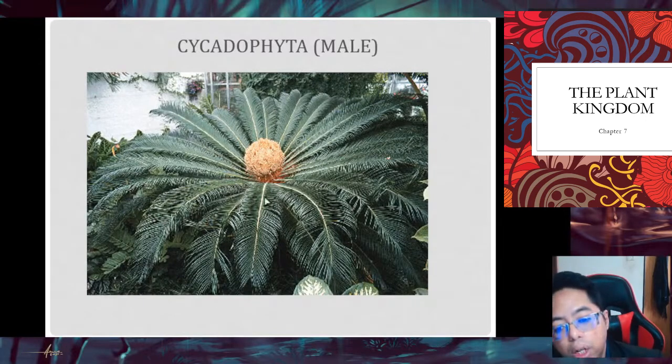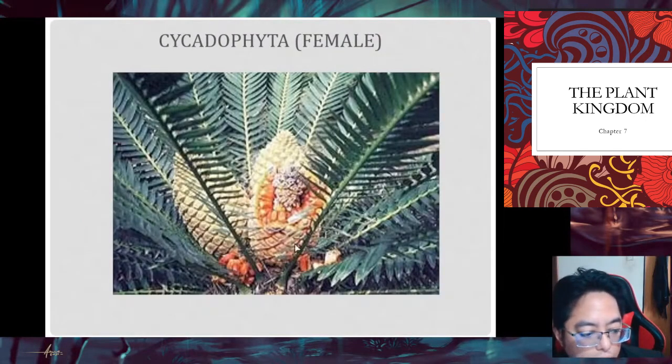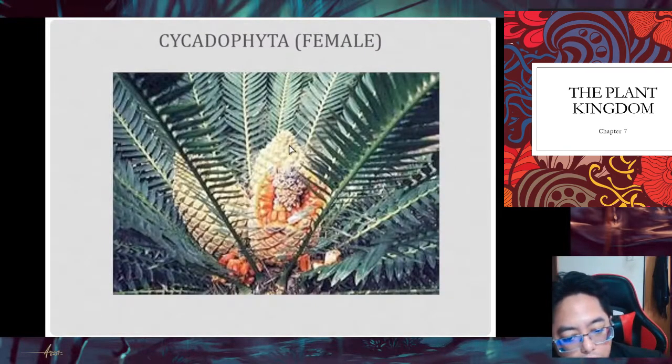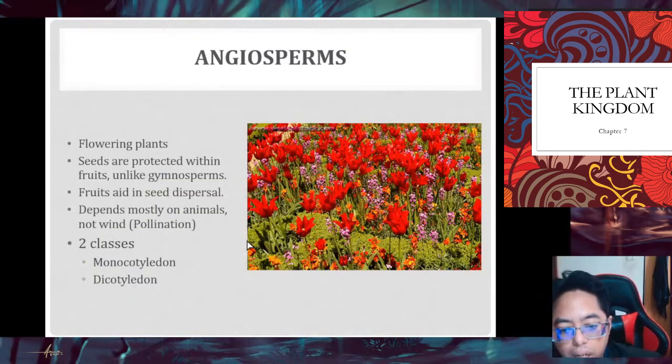Okay. So next will be Cycadophyta, or cycad. If you look at cycad, it has a kind of structure, and the structure will be surrounded by all of these leaves. So you go with the female, you have the structure surrounded by the leaves.